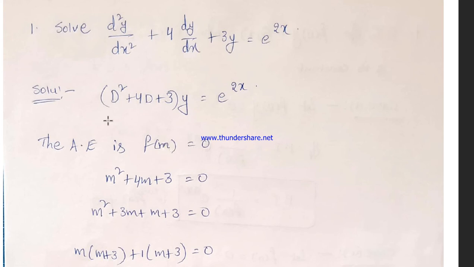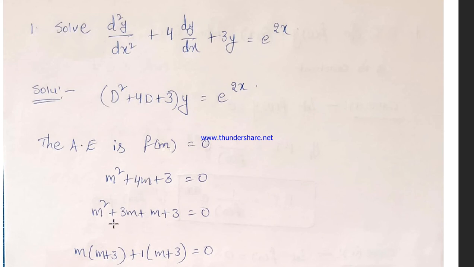What is f of m? m square plus 4m plus 3 equal to 0. Simply you can substitute m in the place of D, we get the auxiliary equation, that is m square plus 4m plus 3 is equal to 0. So find the roots by using the factorization method, that is m square plus 4m write as 3m plus m, because here the m coefficient is 1, here the m coefficient is 3, 3 into 1 is 3, so it satisfies the constant, and 3 plus 1 is 4, it satisfies the m coefficient.